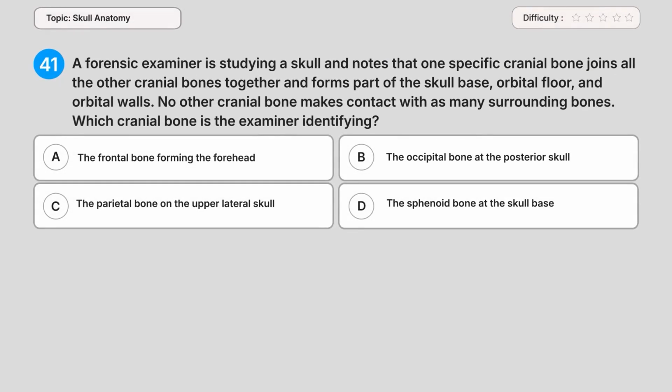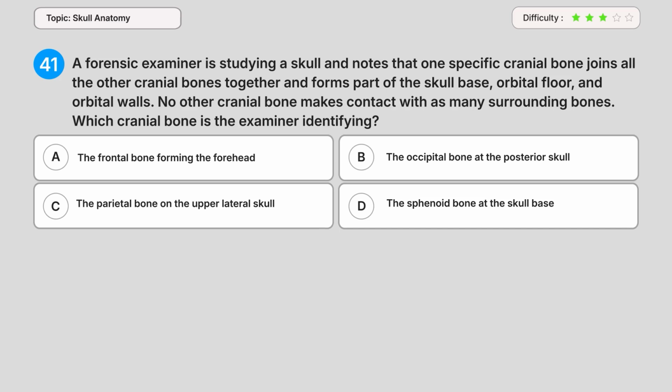41. A forensic examiner is studying a skull and notes that one specific cranial bone joins all the other cranial bones together and forms part of the skull base, orbital floor, and orbital walls. No other cranial bone makes contact with as many surrounding bones. Which cranial bone is the examiner identifying?